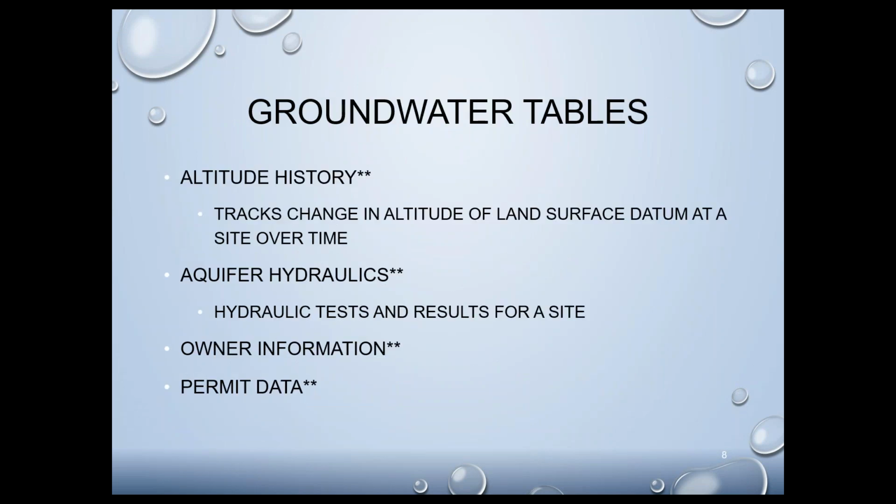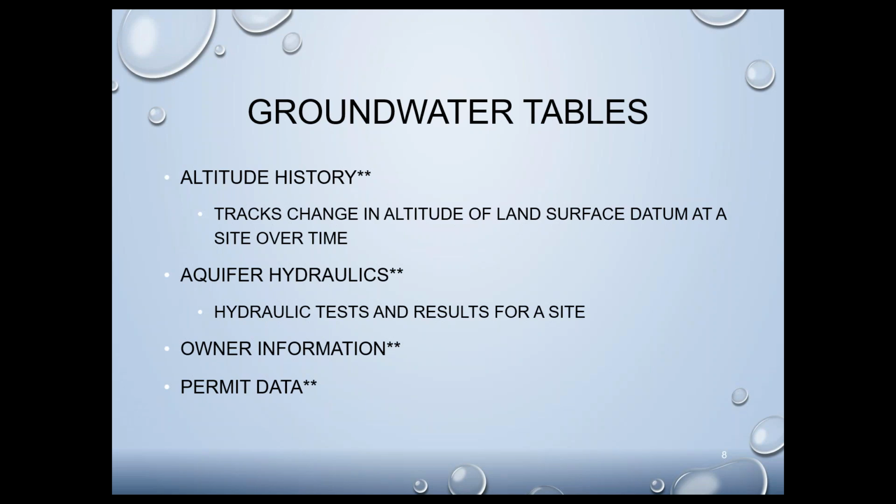These systems have been developed over time, and tables have been added over time, and we haven't always figured out how exactly to get that data out to the public when we add these tables. The groundwater database also consists of an altitude history table. This currently is also not served to the public, but it tracks changes in the altitude of land surface datum at the site over time.